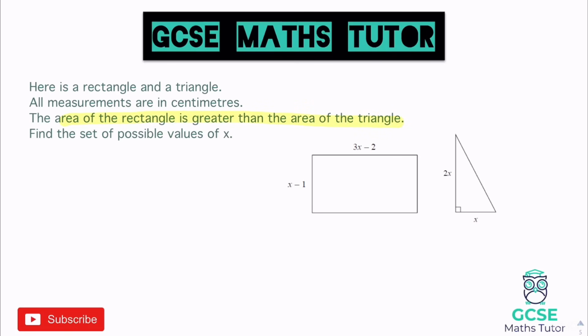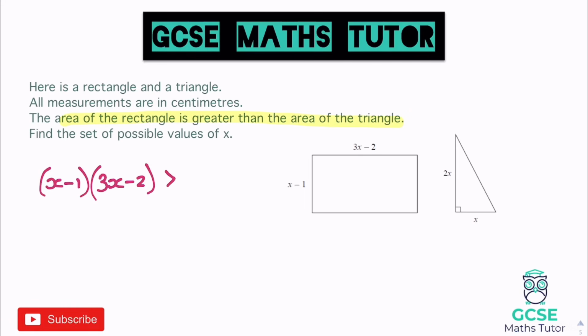So we need to find the area of the rectangle, so we've got to form an expression for that. Obviously the area of a rectangle is just length times width, so we have a double bracket to do there. So we have x minus 1 multiplied by 3x minus 2, and that will give us the area of the rectangle. Now it says that that is greater than the area of the triangle. To get the area of a triangle, we do half base times height, or base times height divided by 2. Let's just write it out as base times height divided by 2. Let's see what we get for that.